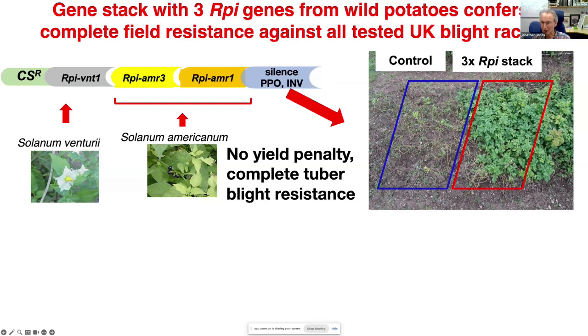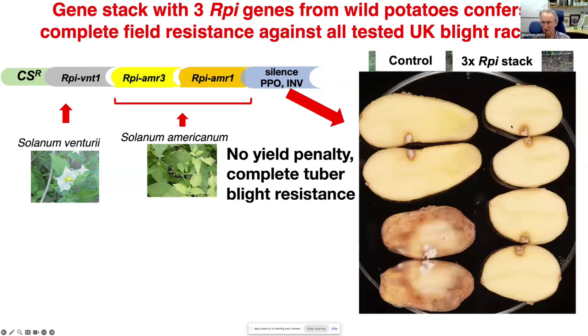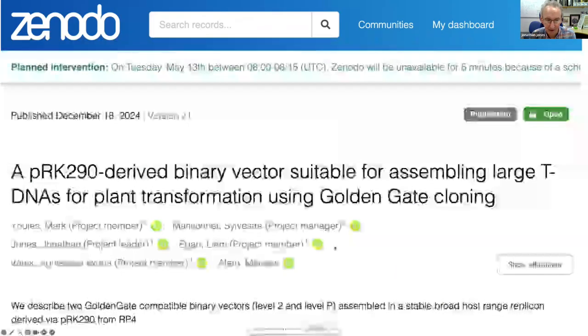And we made a bunch of transgenics, and we identified lines that are basically indistinguishable from Maris Piper, but they're completely resistant in the field, and they're also resistant in storage. So the RPI gene stack tubers, when inoculated, unlike the Piper control, are completely resistant to tuber blight.